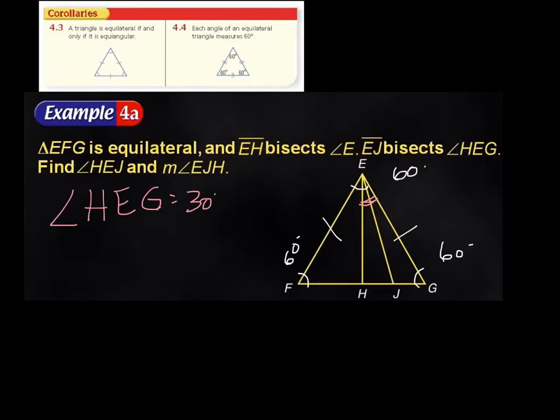And EJ bisects angle HEG. So that's half of that again. So first they want us to find the measure of angle HEJ. Well, we just said that would be half of the 30. So that guy would be 15. They're both 15. And then they want us to find the measure of angle EJH.